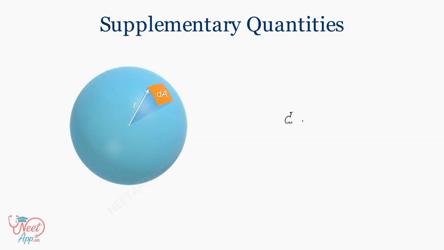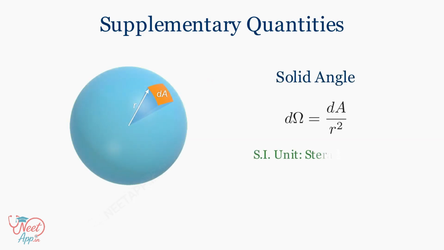Next, step into 3 dimensions with the solid angle represented by dΩ. Imagine a sphere. The solid angle is the ratio of the intercepted surface area dA to the square of the radius, r squared. So dΩ equals dA over r squared. Its SI unit is the steradian.